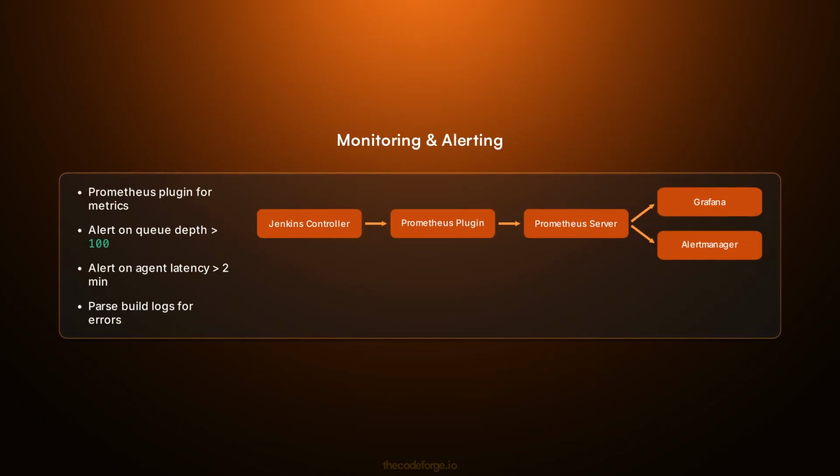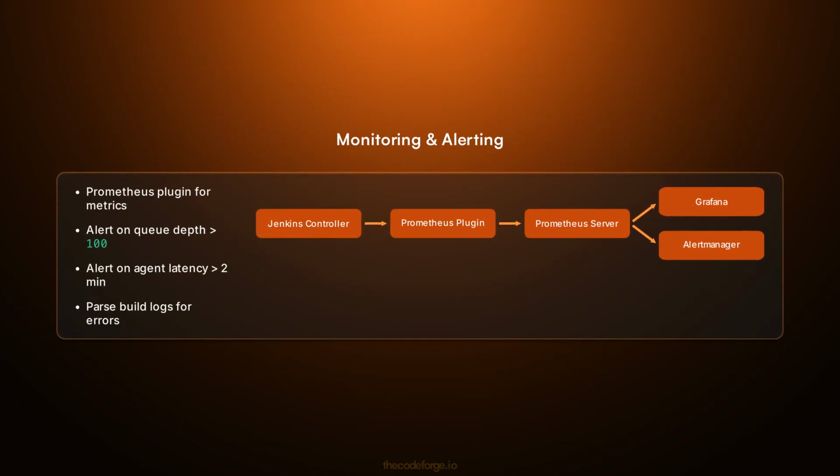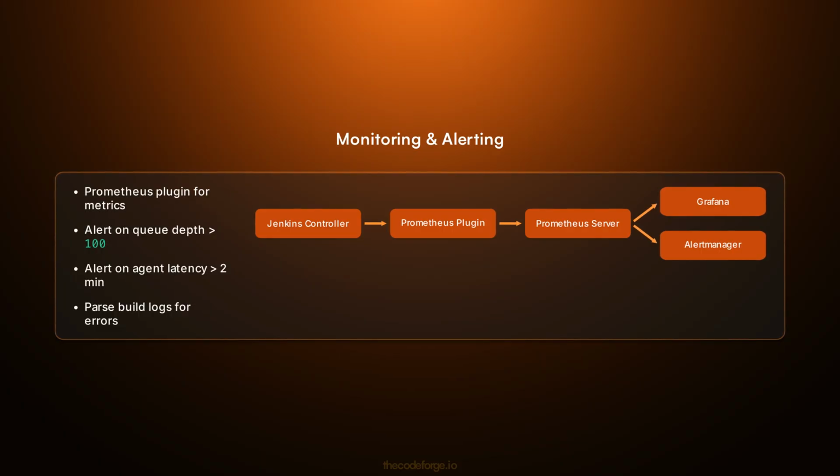We deploy the Prometheus plugin on Jenkins and expose metrics to Prometheus. Key metrics include queue length, executor count, build duration, and job status. We set up alerts for queue depth, agent provisioning latency, and JVM heap usage.